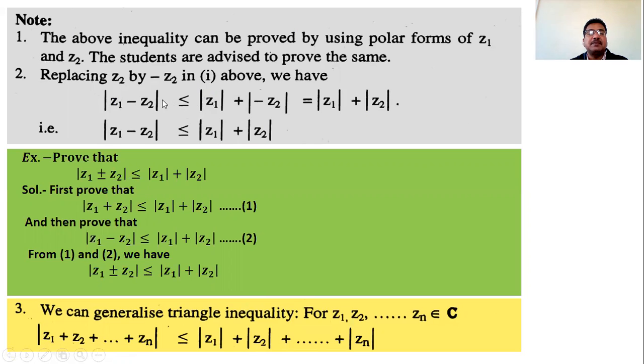So write one more step here, write equal to mod Z1 plus in bracket minus Z2, and then apply the previous theorem. We have mod is less than or equal to mod Z1 plus mod of minus Z2, and mod of minus Z2 is mod of Z2. Mod of minus Z2 and mod of Z2 both are same, and therefore we have mod Z1 minus Z2 is less than or equal to mod Z1 plus mod Z2.